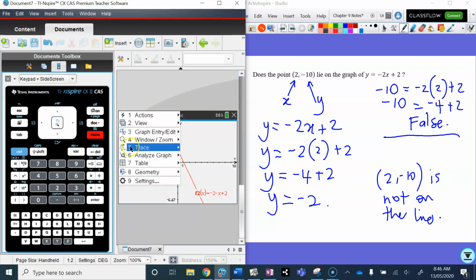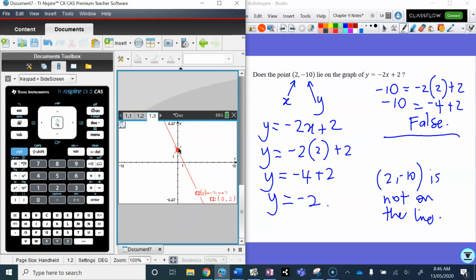So menu, trace, graph trace, and the target's there. Move the target to x equals 2. Just type the number 2 and hit enter. It will move the target there. Hit enter again, it will label the point for you, and you can see the point on that graph where the x coordinate is 2 is not (2, -10).